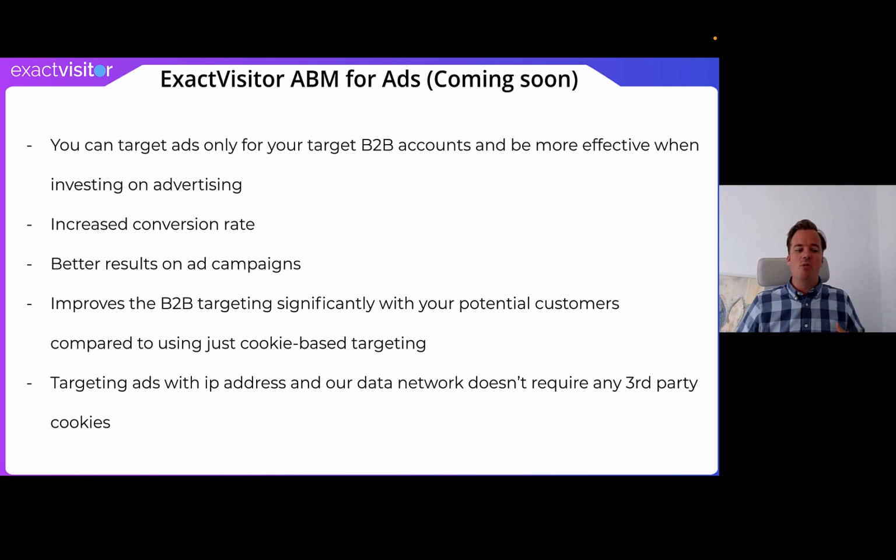So basically, you will be able to target ads only for your target B2B accounts and be more effective when investing on advertisement. So basically what happens is you're going to provide us and upload a list into our system, and then we help you place that into Google Display Network, and then your ads will be distributed only when those accounts are visiting. So for example, if you take a large company, we might have 1,000, 2,000, 10,000 IPs on them. So when one of those IPs are visiting, well, that's when we're serving the ad.